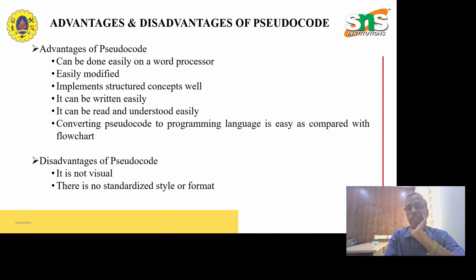Advantages and disadvantages of pseudocode. Advantages: pseudocode can be done easily on a word processor, easily modified, and implements structured concepts well. It can be written easily. It can be read and understood easily. Converting pseudocode to a programming language is easy as compared with a flowchart.